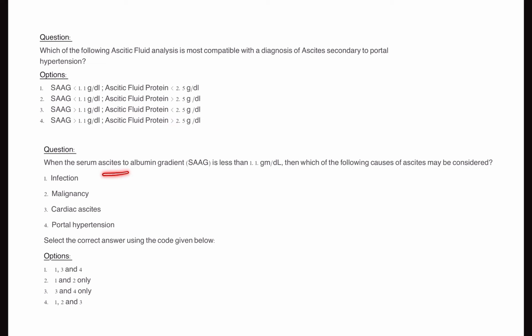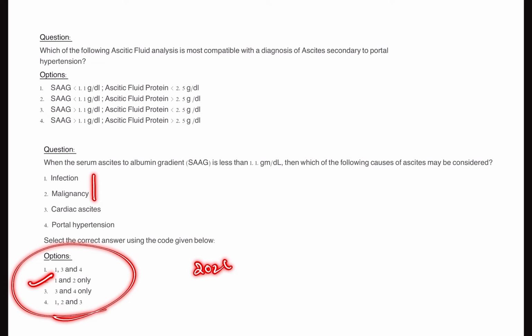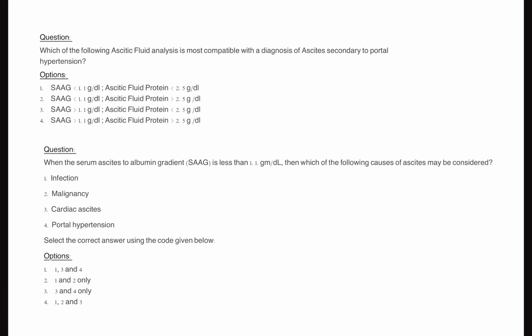When serum ascites albumin gradient is less than 1.1 gram per deciliter, then which of the following causes of ascites may be considered? Yes, infection, TB, malignancy, cardiac ascites, and portal hypertension. So these are wrong options. In cardiac ascites, that is heart failure, you will see value more than 1.1 gram per deciliter, portal hypertension also more. So the correct answer here is 1 and 2. Okay, 1 and 2. This is a 2024 UPSC CMS question. So now you know how to apply this concept of SAAG in solving MCQs.